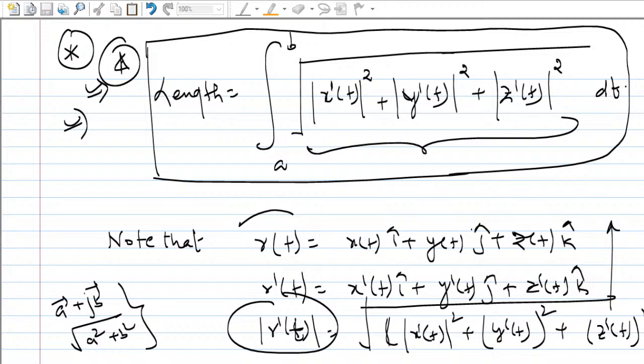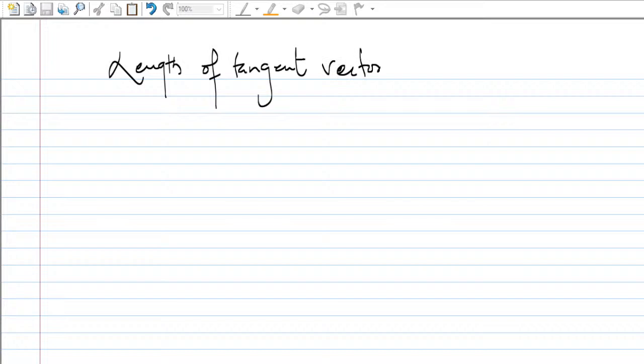This is basically the length of a tangent vector, right? So if somebody asks you, can you find the length of a tangent vector, you have to read the question carefully to see what they are asking. If the question says calculate the length of a tangent vector, you have to differentiate component-wise and then take the magnitude, right? So this is going to be your length of a tangent vector.